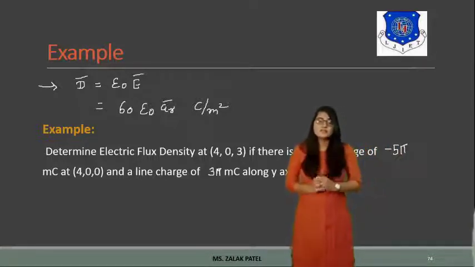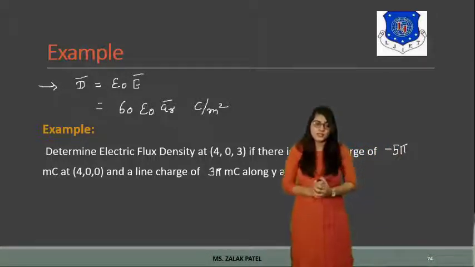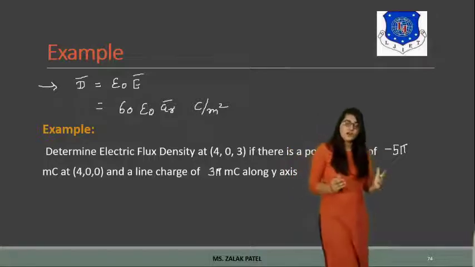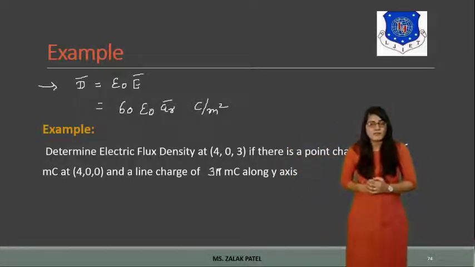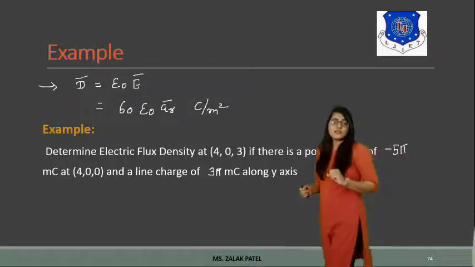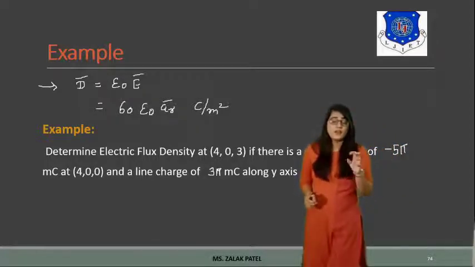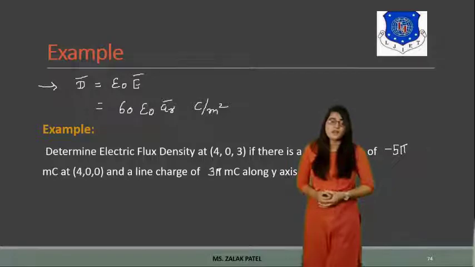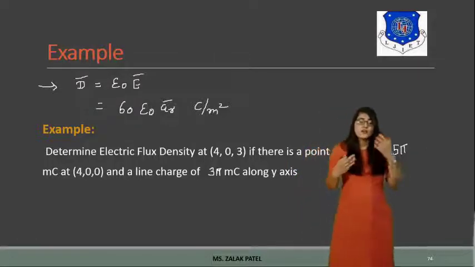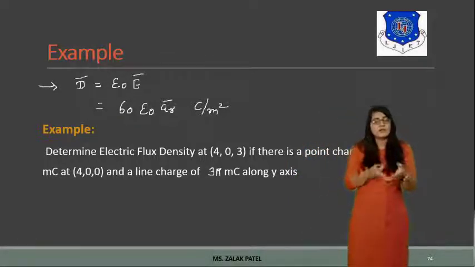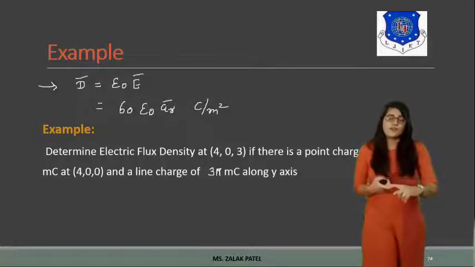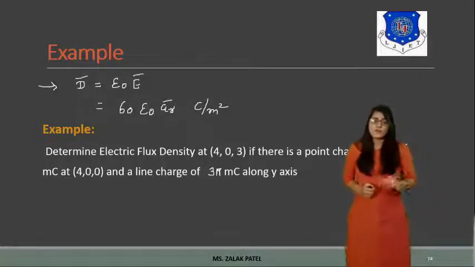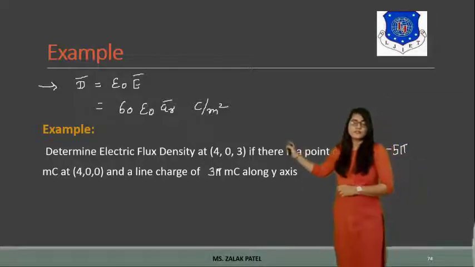So first let's do it for the point charge. For the point charge, as we already know, D equals Q upon 4πr² aR bar. The main thing in this type of example is to find the value of the distance, that is r. So what is r? Again we use the same concept that we already used for the force as well as for the electric field intensity. The same concept is used to find the flux density.